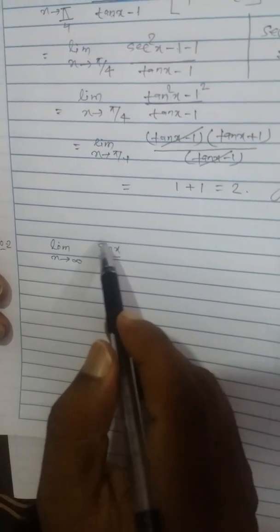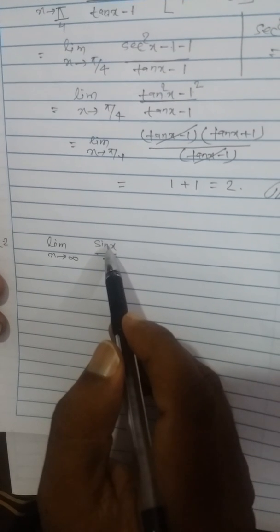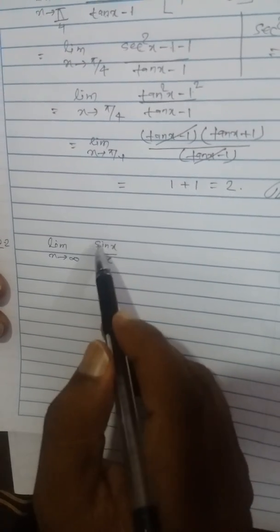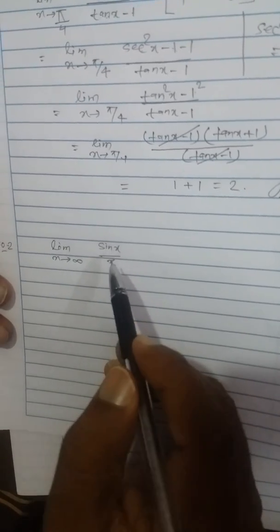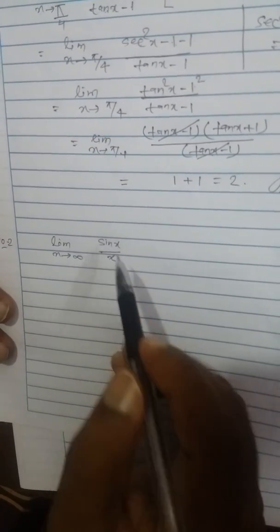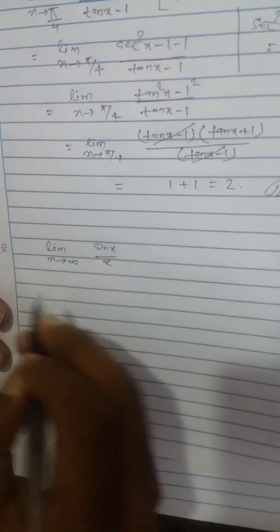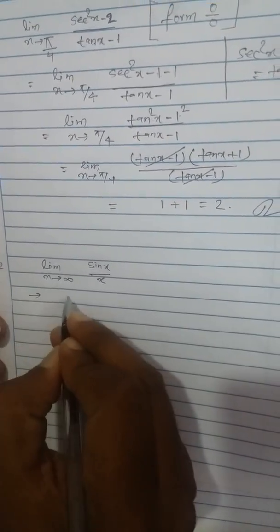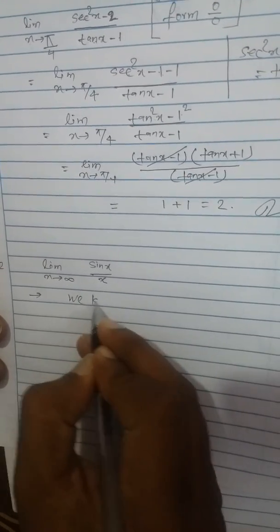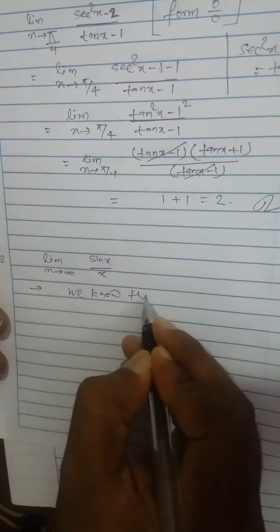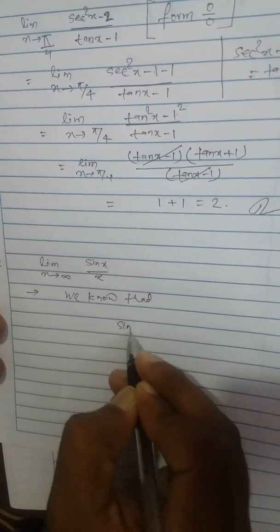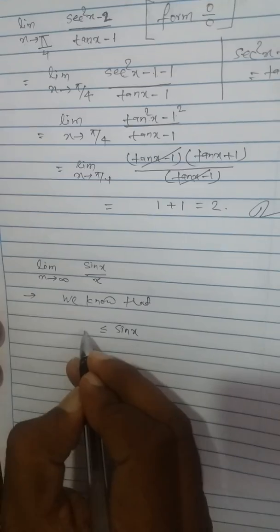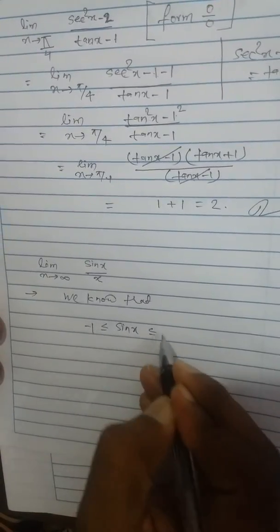So because this one is not a fixed value, it has a range from minus 1 to plus 1, we have to apply the squeeze theorem here to get the limit of this function. I'm going to apply the squeeze theorem. To apply the squeeze theorem, we know that sin x lies between minus 1 and 1.